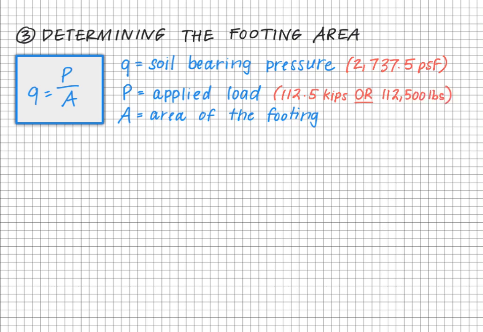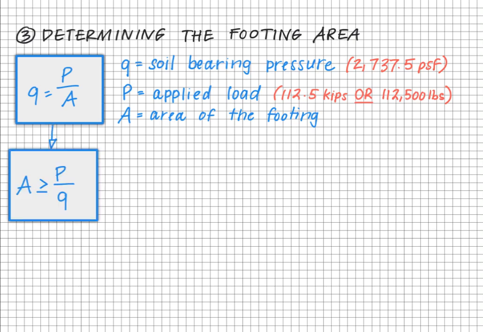The only thing we don't know is the area of the footing, so we have to rework this formula in order to solve for A. In order to do that, we're going to multiply A on both sides, and then we're going to divide by Q. This gives us a new formula: A, the area of the footing, has to be greater than or equal to the load applied to the column, which is 112,500 pounds, divided by the Q net, which is our new soil bearing pressure.